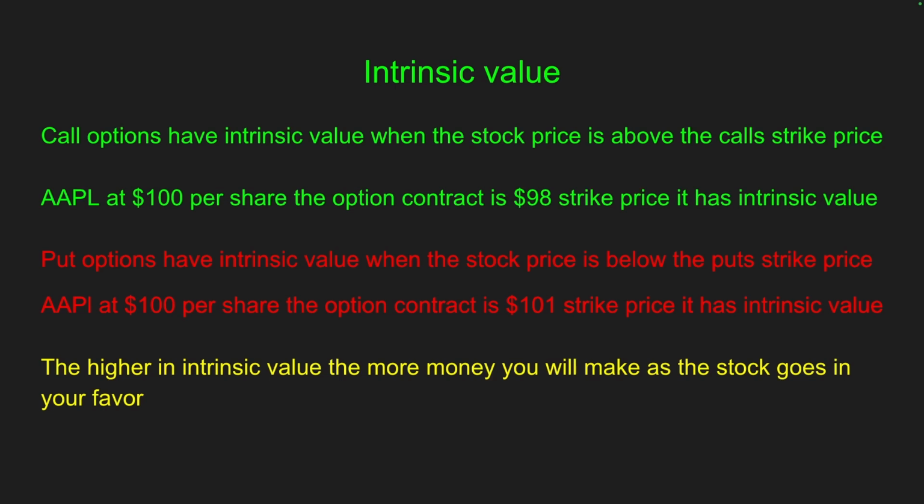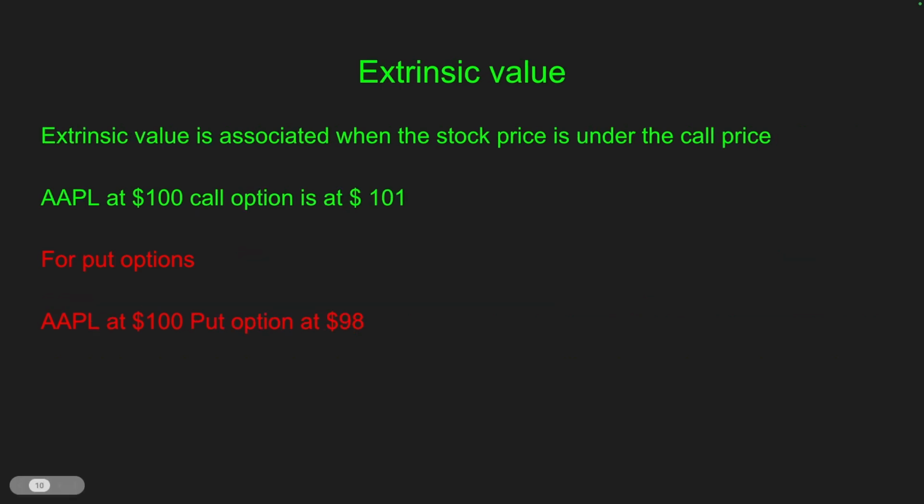The higher the intrinsic value, the more money you will make as the stock goes in your favor. Extrinsic value is associated with when the stock price is under the call price. For example, if Apple is at $100 and our call price is at $101. And for put options, Apple is at $100 and our put option is at $98.